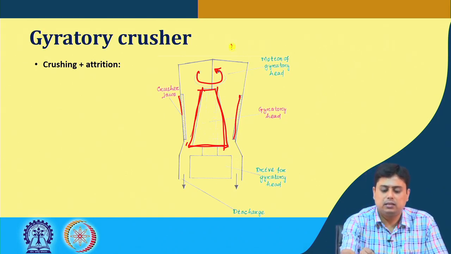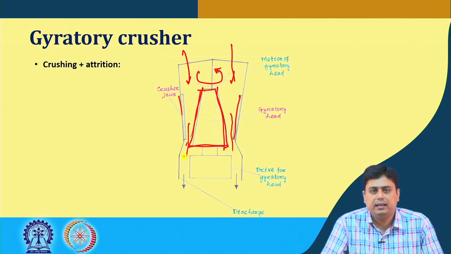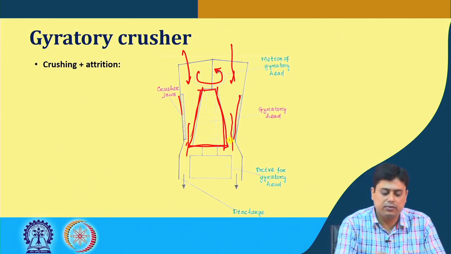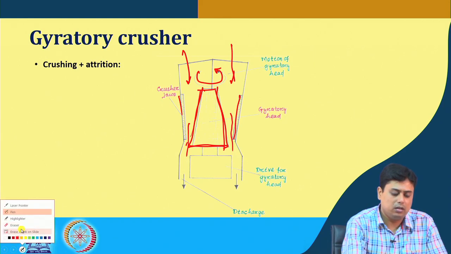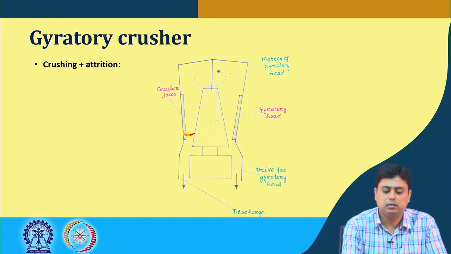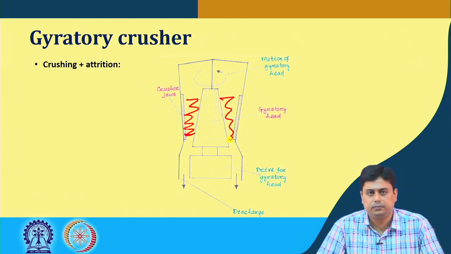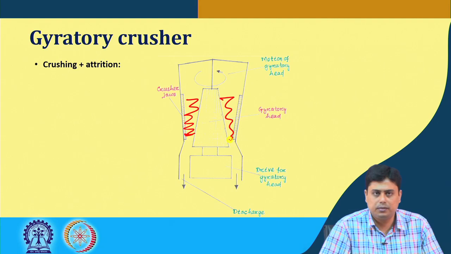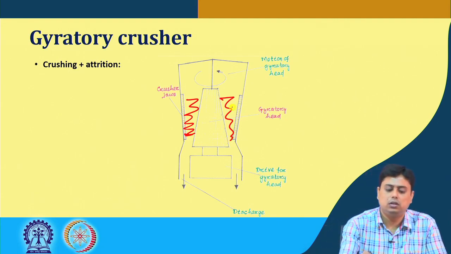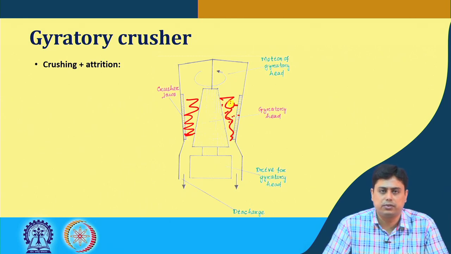and the particles that come and flow through this annulus, or this gap between the gyratory head and the static chamber, where the static chamber surfaces, the jaws, are there, get crushed between these two surfaces. Similar to the jaw crusher, in the gyratory crusher also the mechanism involved is crushing between the two surfaces, as well as attrition between the particles and between the particles and the surface.